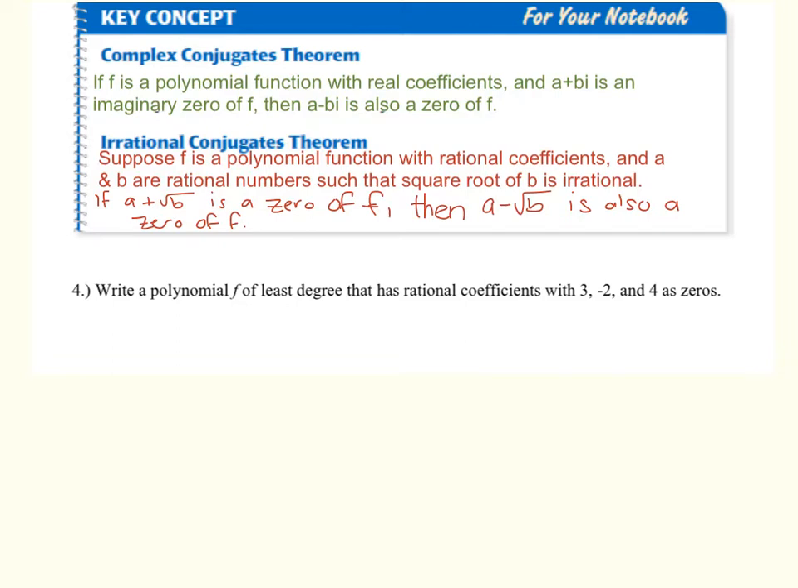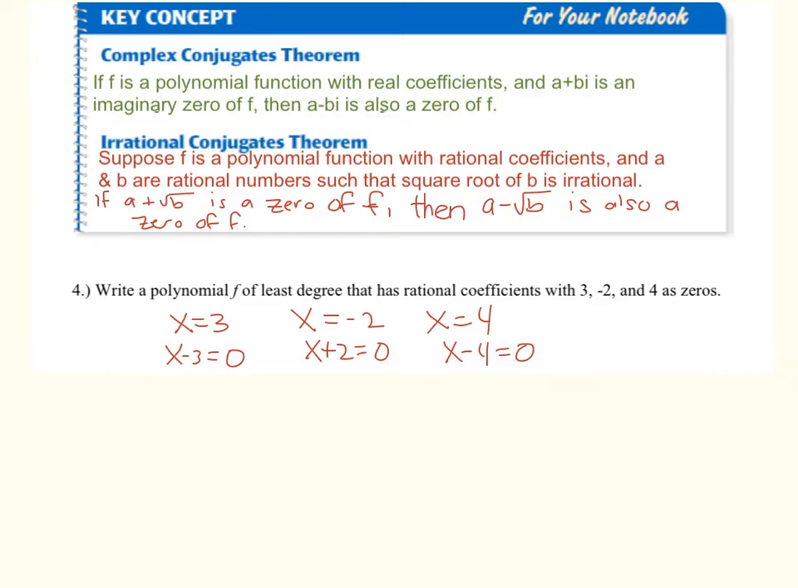So they're telling us that x equals 3, x equals -2, and x equals 4 are the zeros of the function, meaning if I get these each equal to 0, I'll start to see my factors. So for the first one I subtracted 3 from both sides, on the second one I'm adding 2 to both sides, and on the third one I'll subtract 4 from both sides.